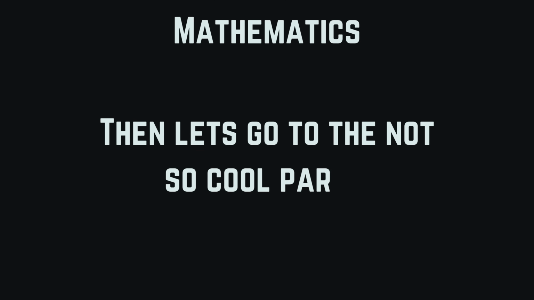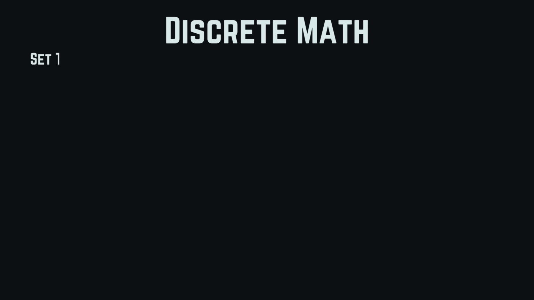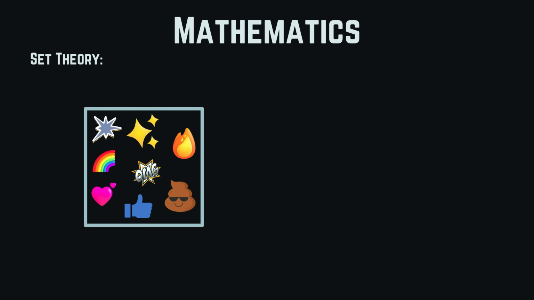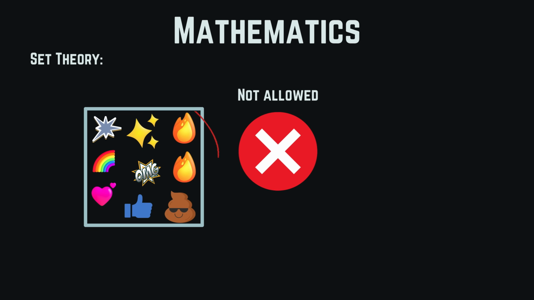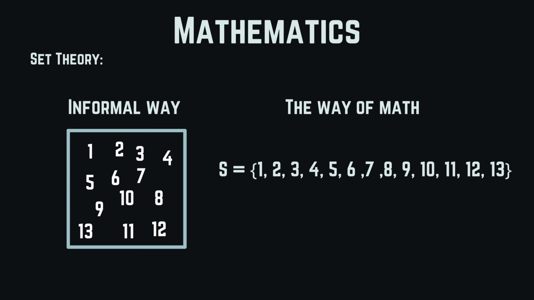Then let's go to the not so cool part, discrete math. Actually, this is not that bad. So the first thing you're gonna learn is set theory. A set is basically just a box of things. Everything you want to put in the set is part of the set, but duplicates are not allowed. But in the beginning we only talk about numbers that are in a set.